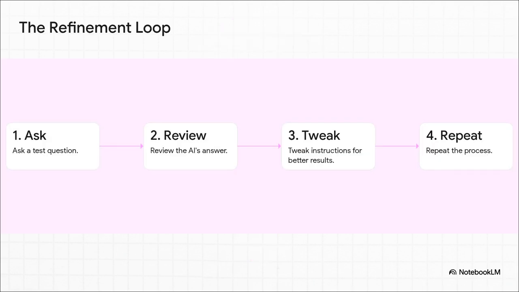So the magic here is that testing isn't a one-and-done kind of thing. It's a refinement loop. You ask it a tricky question, you see what it says, and if the answer isn't quite perfect, you don't have to start over. You just go back and tweak the original instructions a little bit. Maybe you add a new rule or clarify its goal. It's this simple loop that lets you fine-tune your AI to perfection.